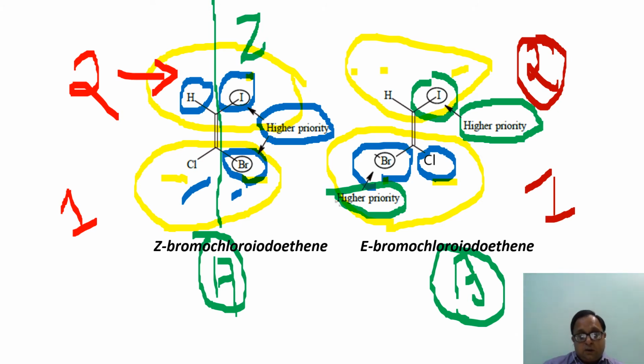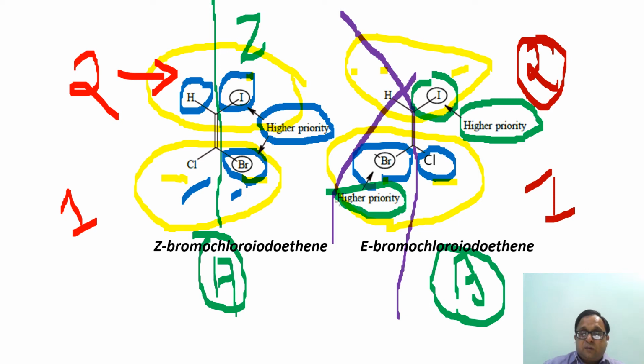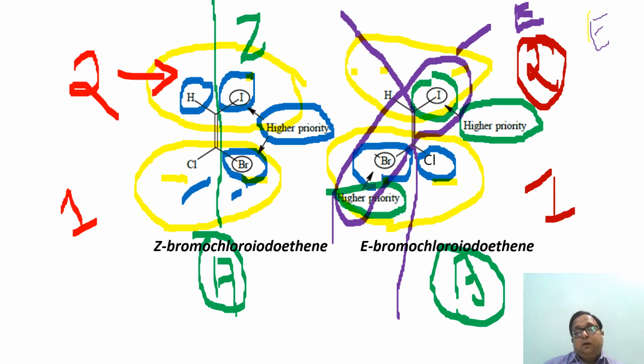Similarly, now if you see the second structure, see this double bond, and both the higher priority groups are on the opposite side of the double bond. So that's why this configuration is being designated as E. So I think you must have got a clear idea how to determine EZ configuration.